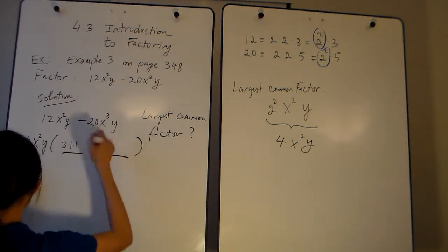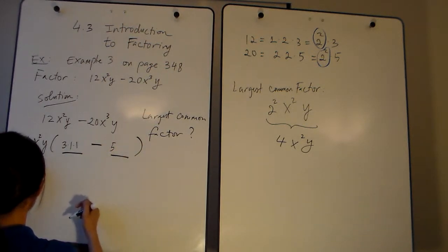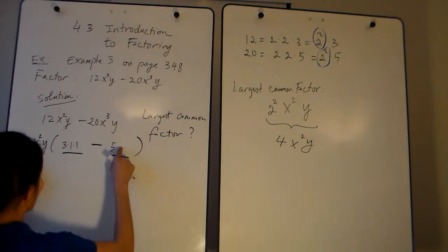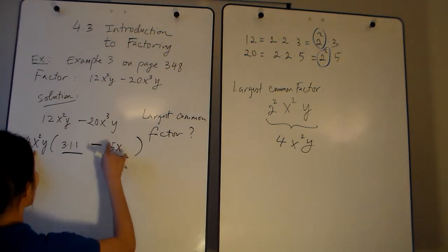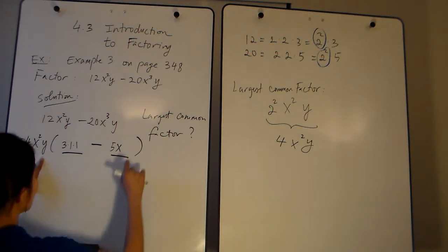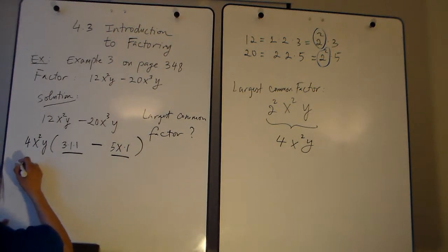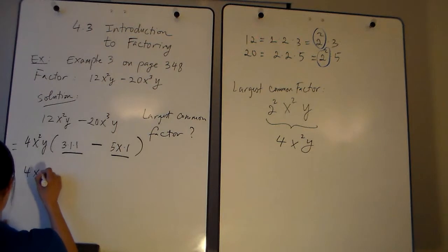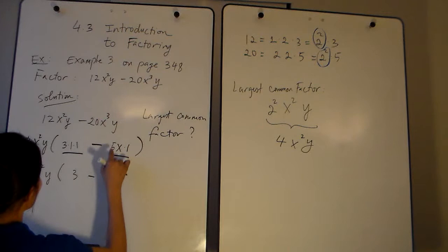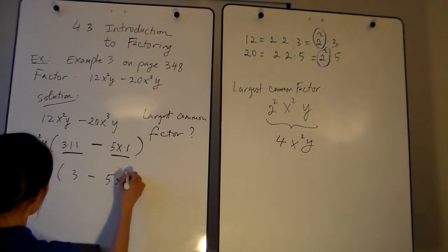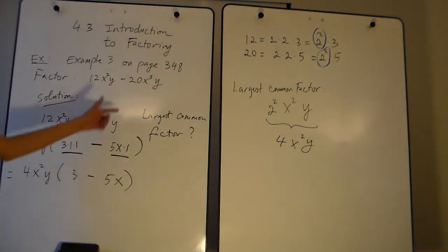For this term right here, 4 times what equals 20? Got to be 5. Now x squared times what equals x to the third? Got to be x, because x squared times x is x to the third. How about y? Y times what equals y? Got to be 1. Simplify, we have 4x squared y times 3 times 1 times 1 is 3, subtract 5 times x times 1 is 5x. Okay, so this is the answer for factoring the two terms.